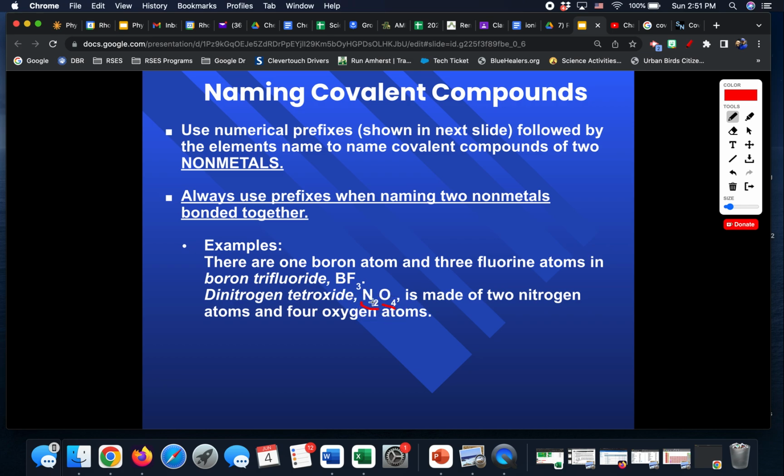N2O4. Well, the prefix for 2 is di, so we throw that in front of the first element, nitrogen. 4, prefix for that is tetra, and then oxygen becomes oxide.